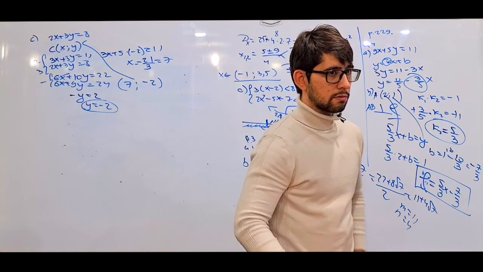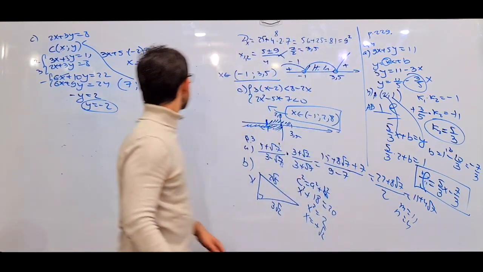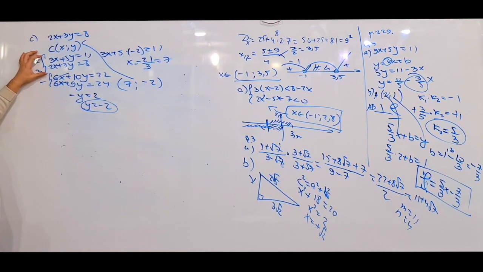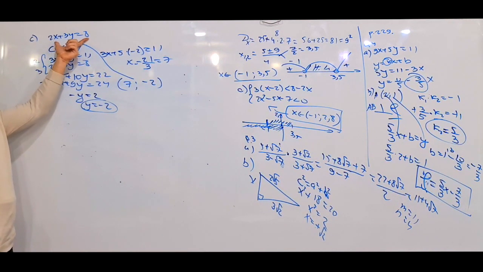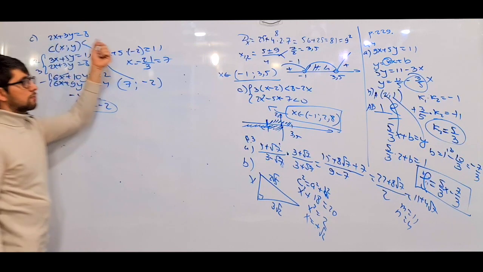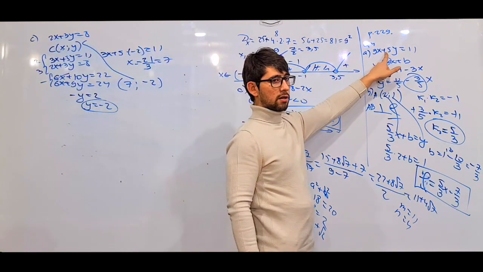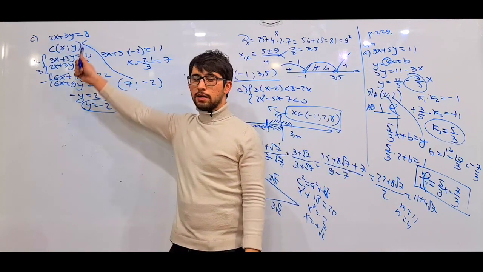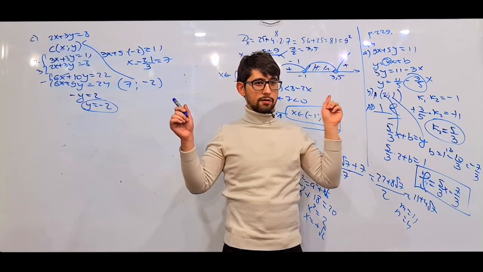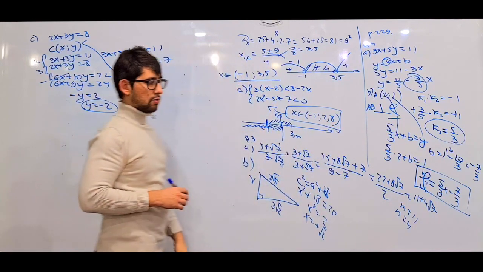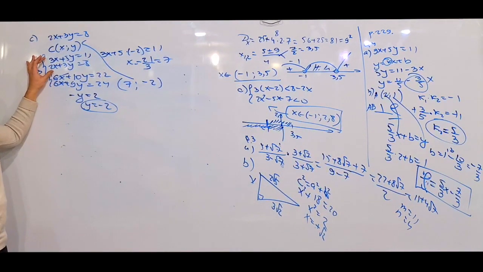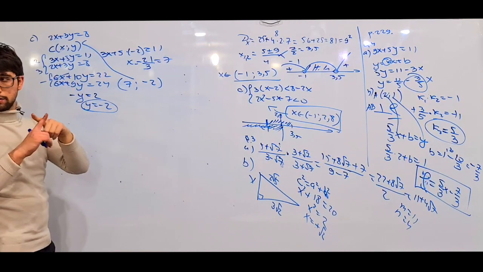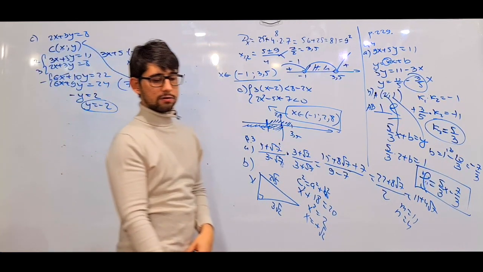Did you get it? No? So what we have done here, we just solved the system. 2x plus 3y equals 8, and 3x plus 5y equals 11. This is AB line. This is another line that has a common point with this line. These two lines have a common point. So if you solve the system, you will find the point where these two lines intersect. Okay? 7, minus 2.